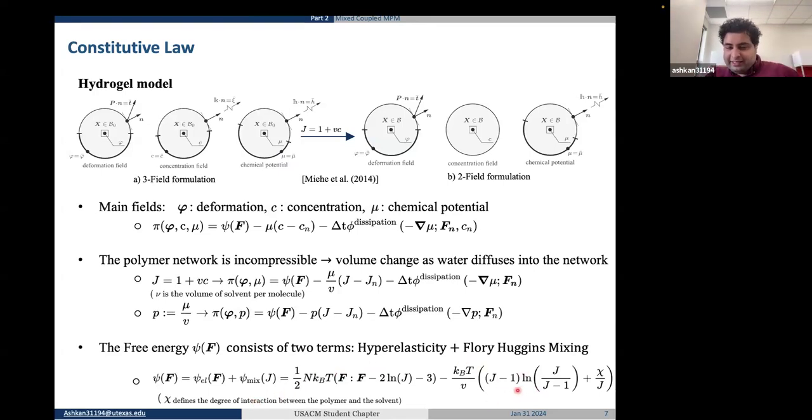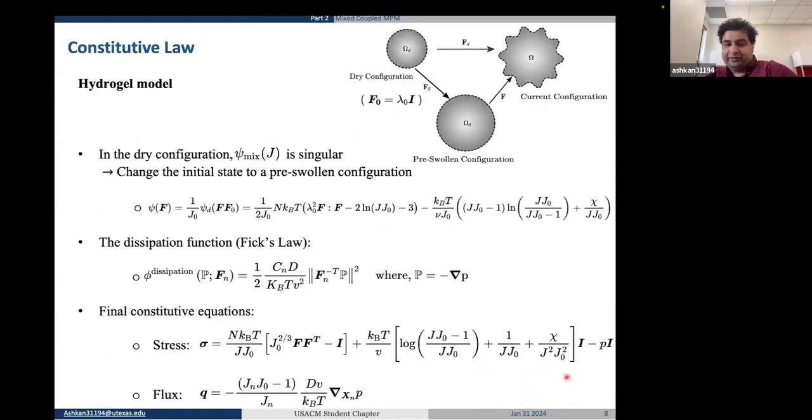But if you see this term here, J minus 1, at the beginning of the simulation, if you set J equal to 1, this term is singular. To resolve that singularity, we set the initial configuration as a pre-swollen configuration. So we decompose F equals F0 multiplied by F and insert it into the free energy and obtain this term here.